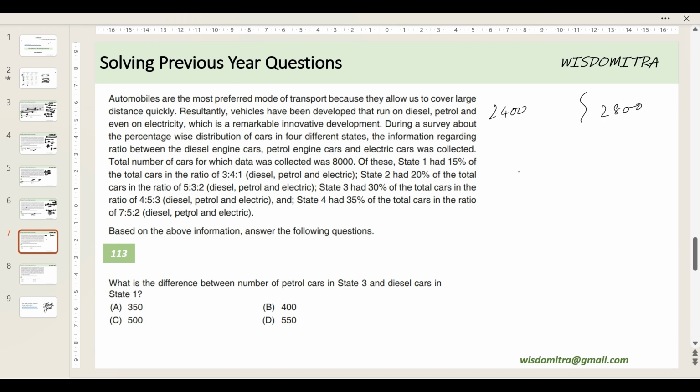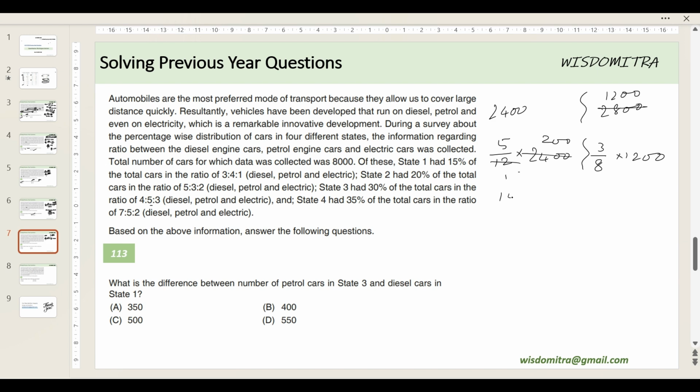Difference between petrol cars in state 3. State 3 petrol cars is nothing but 5 upon 12 of 2400, and diesel cars in state 4, sorry, I changed state 4. State 1 had 1200. Right. So diesel cars in state 4 is nothing but 3 upon 8 of 1200. Right. So 12 2 is 24.